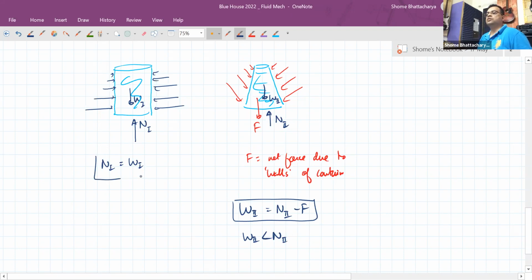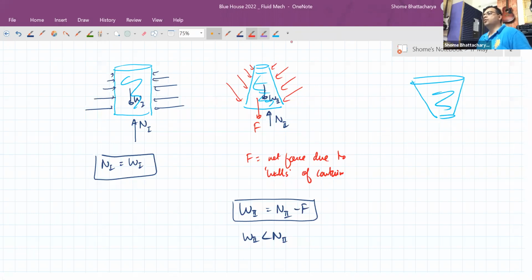Okay, whereas here the weight was equal to the normal reaction. And in the third case, you can see the opposite is happening. Third case, the fluid body being in contact with the surface, the side walls are applying force in this sort of direction. So the vector sum of these, the horizontal components cancel, but the vertical components together will create some force in the upward direction, let's say F prime.